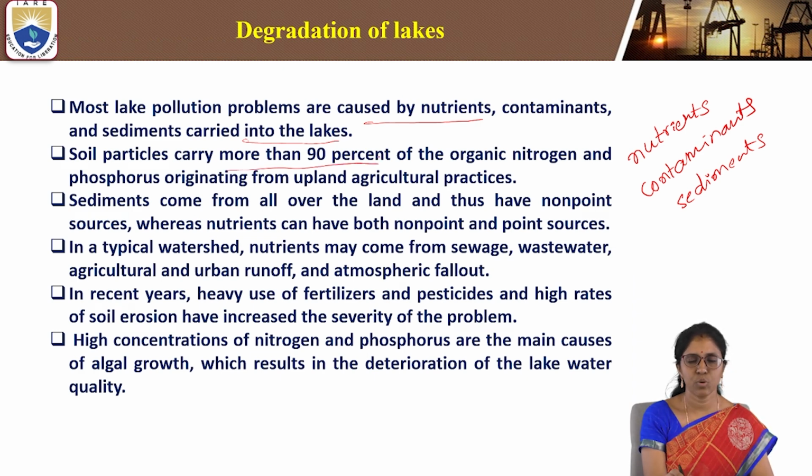Soil particles carry more than 90% of the organic nitrogen and phosphorus originating from upland agriculture practices. The nitrogen and phosphorus adhere tightly to the soil. These originate from the fertilizers and pesticides used in agriculture, and the sediments come from all over the land.